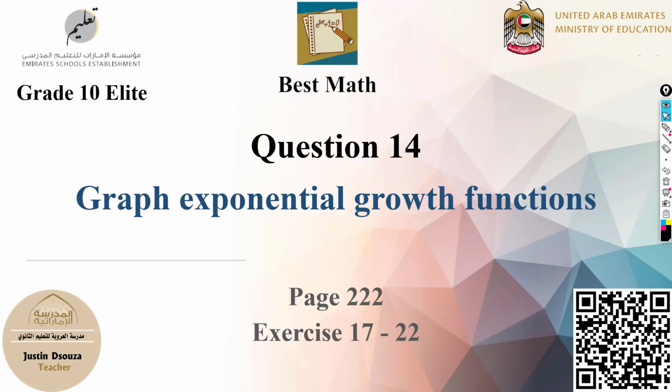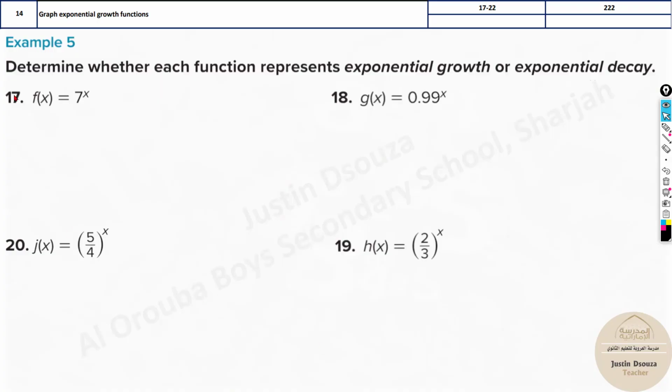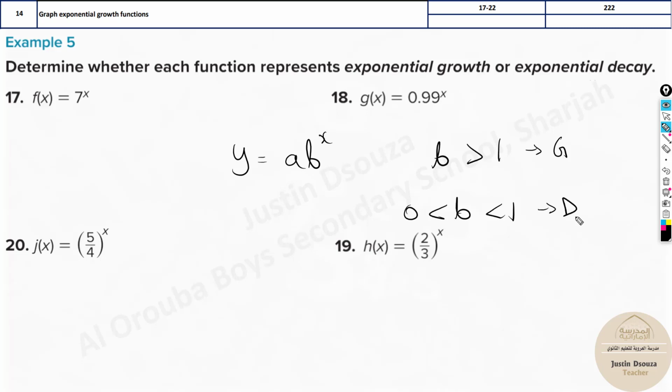Question number 14 is about exponential growth and decay functions. You can see over here they have given you different equations, and you have to tell which represents exponential growth and exponential decay. Looking at the question, how would you tell it? It's very simple. I'll just write the standard form first: y equals a b to the power x. If this value b, which has the exponent x, is greater than 1, it's growth. But if b is less than 1 but greater than 0, it must be within this range, it can't be less than 0, then it is a decay function.